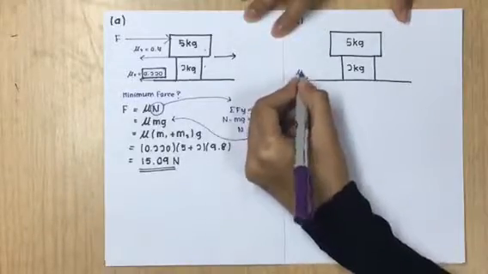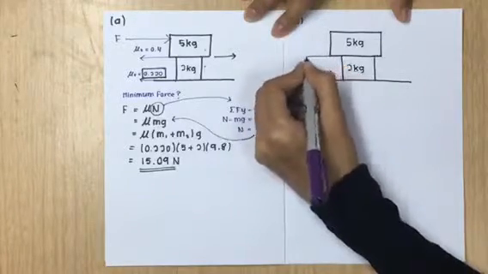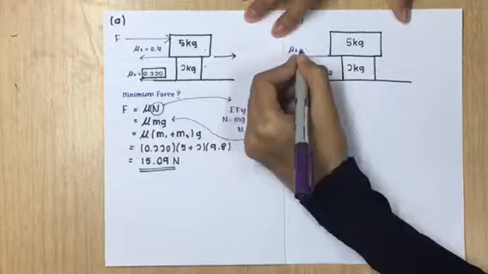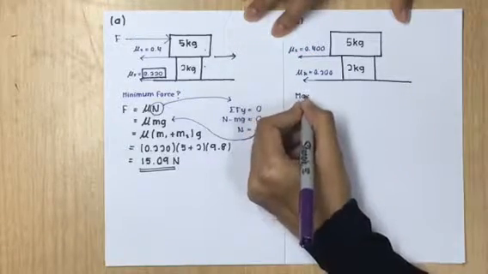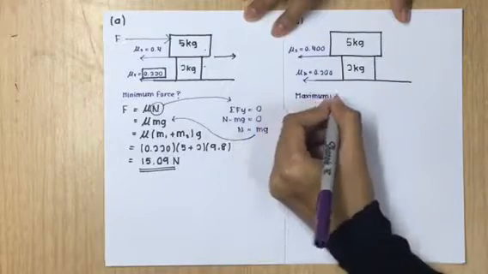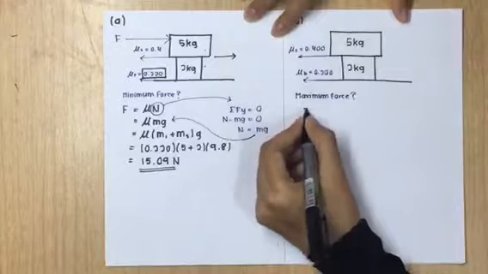So in this second situation, the coefficient of kinetic friction between the lower block and the floor has changed to 0.200. And so we need the maximum force that the boy can push on the top block, but the top block will still not slide off the lower block, and they would still move together along the floor.